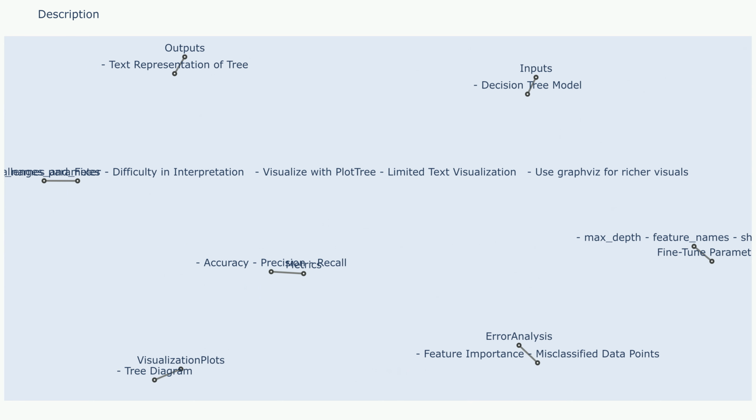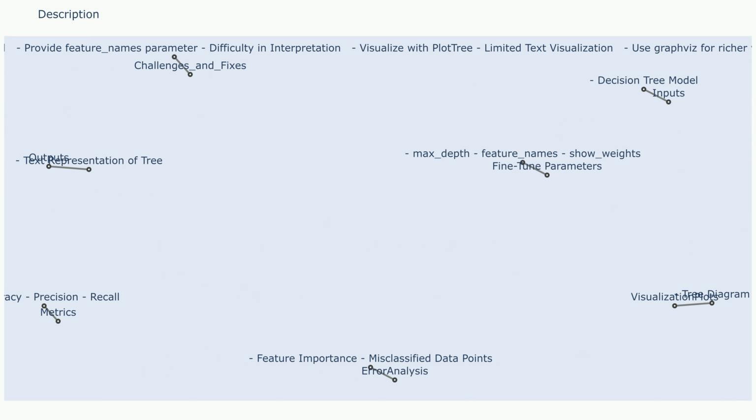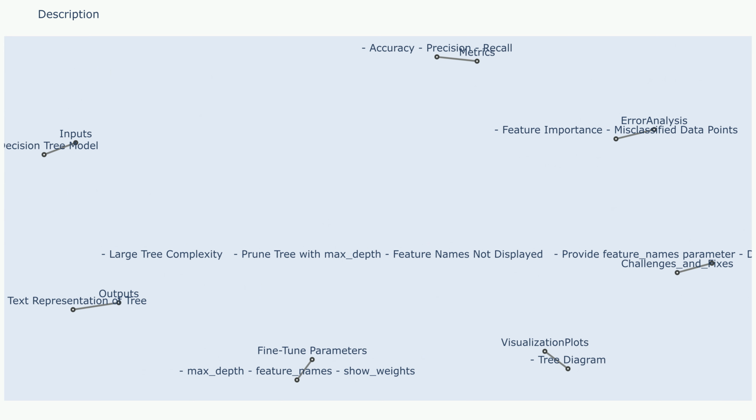Challenge 2: long text output. Sample use case that resulted in challenge 2: deep or wide trees can result in very long text output, making it cumbersome to read. Fixes to challenge 2. Feature selection: reduce the number of features used in the model, which can simplify the tree structure. Tree pruning: prune the tree to remove unnecessary branches and shorten the output. Text formatting: use formatting techniques like indentation or line breaks to improve readability of the text output.